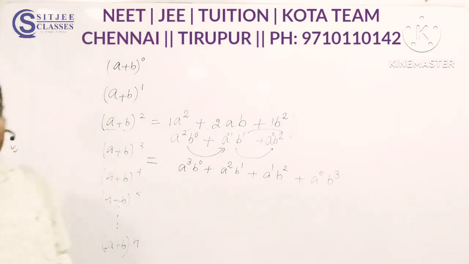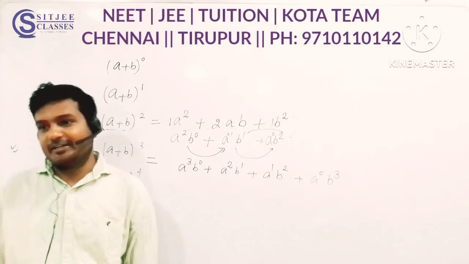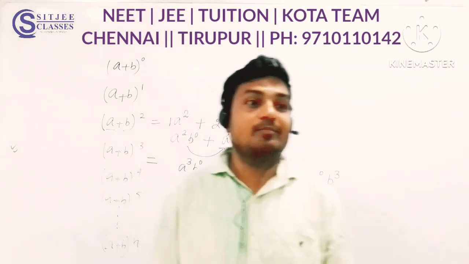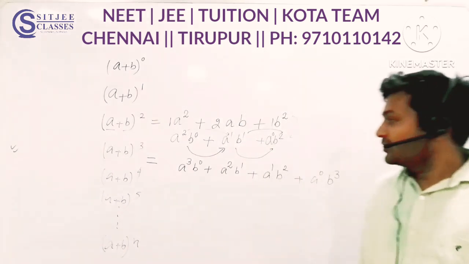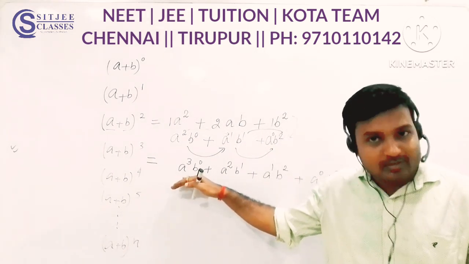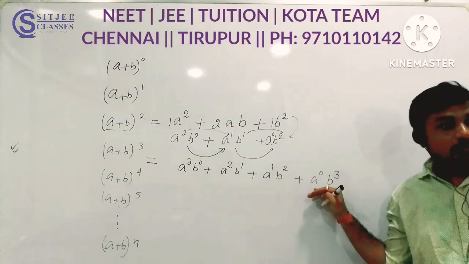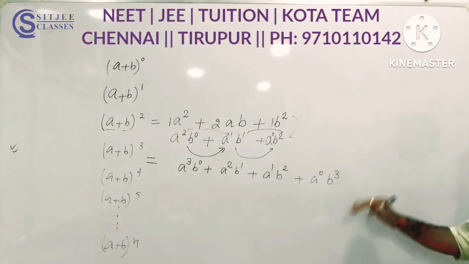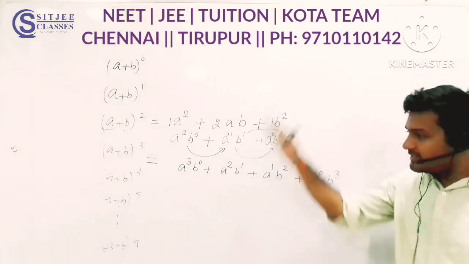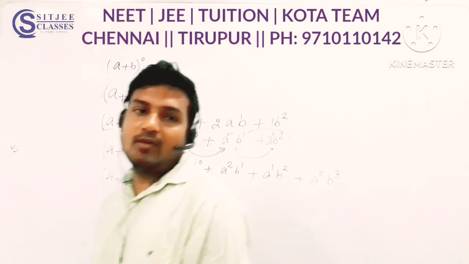Yes or no? You can notice that in each term, we are decreasing A by 1 and increasing B by 1. So it started with A highest power and B lowest power. It will end up with A lowest power and B highest power. We need to stop here. Okay. So this is the way we can arrange any alphabets here.